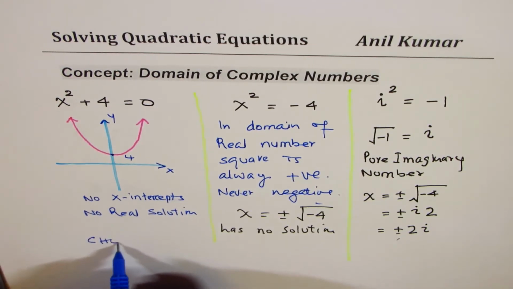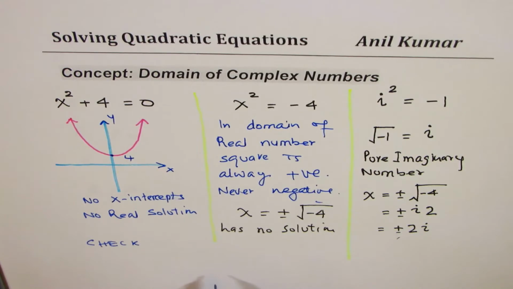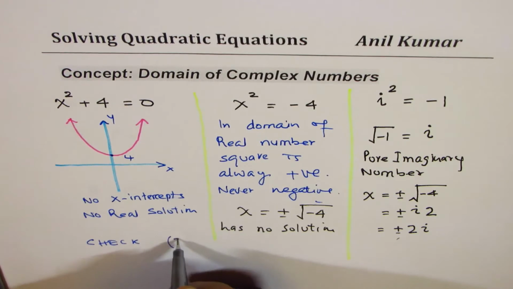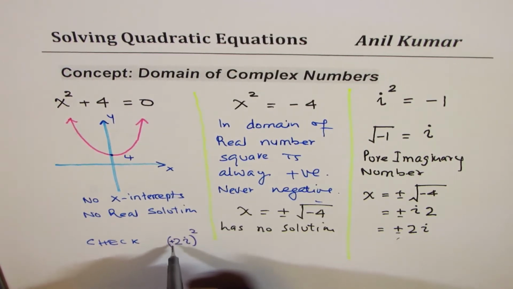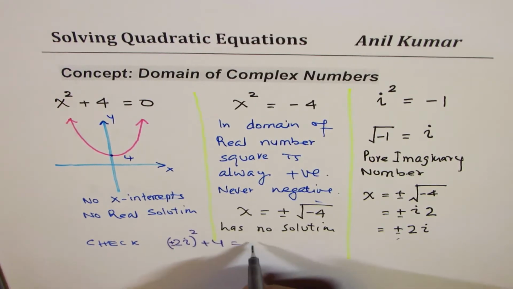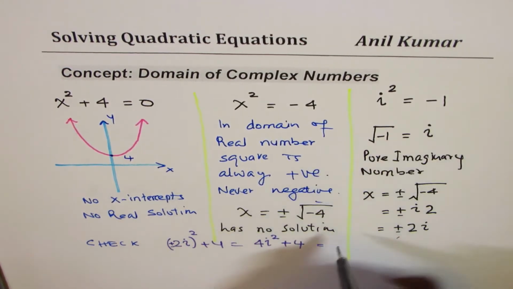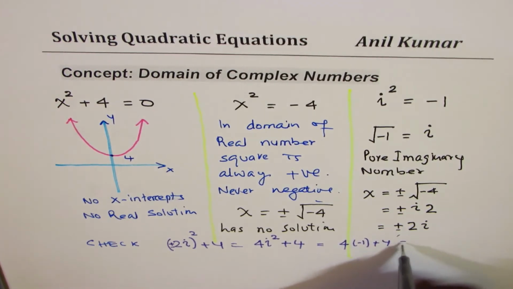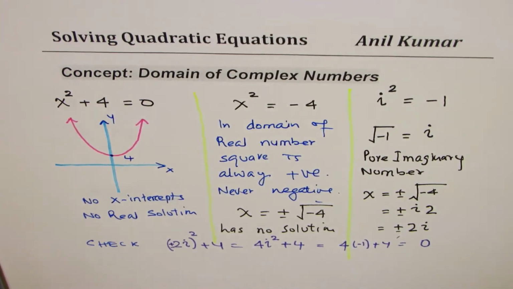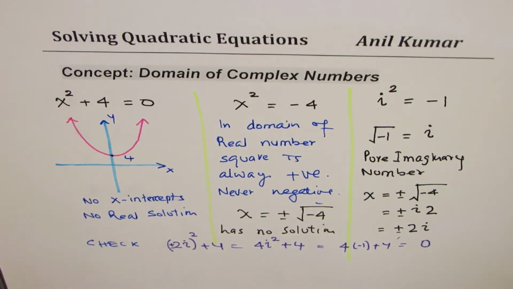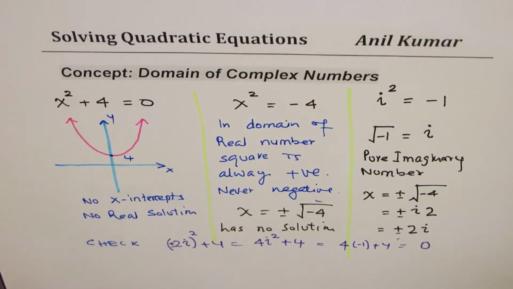Let's check it out. How will you check that this is the solution? Okay. So if I substitute 2i for x in my equation, x squared plus 4, I write (2i) whole squared plus 4. So that gives me 4i squared plus 4. Since we know i squared is negative 1, we get 4 times negative 1 plus 4, which is 0, and therefore it is the correct solution. Do you see that? So with that, I hope the concept is absolutely clear. Complex numbers really work to solve such questions, right? So our problem of the square root of a negative number has now been resolved.